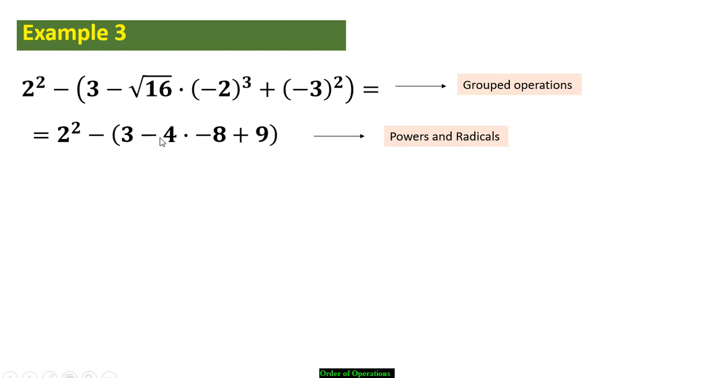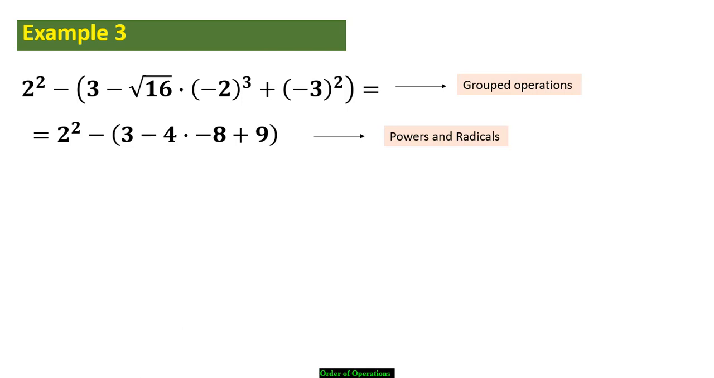Look at this, you have to write again 2 squared minus, and you continue to solve the operations inside the brackets. The first operation, as we said, is to solve the powers and radicals, and the first that we have is the square root of 16, that is 4, times minus 2 to the power of 3. You have to be very careful when working with powers and radicals about the sign.